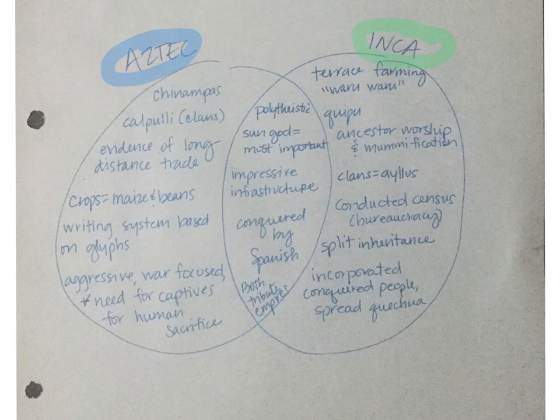They're both polytheistic, and they both hold the sun god as the most important god. So I think that's a pretty important similarity. They also both have extremely impressive infrastructure. If you don't know what infrastructure is, that's a word you need to add to your personal dictionary.